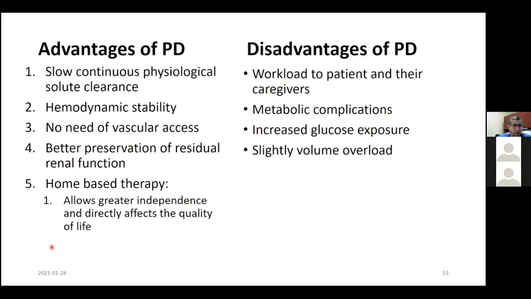But the disadvantage of PD is, obviously, the patient has to do it by himself or with caregivers. There are metabolic complications, which we'll look at next time. And then increased glucose exposure. And this is for the doctor who asked me a question, how do you do it in diabetes? I'll tell you. And then slight volume overload, and there's a slight amount of albumin loss with each PD as well, okay?